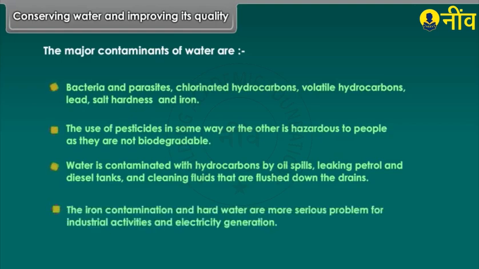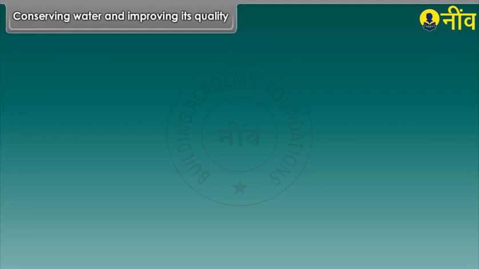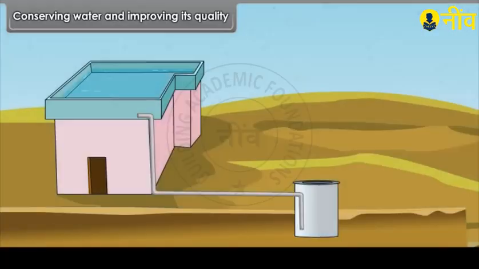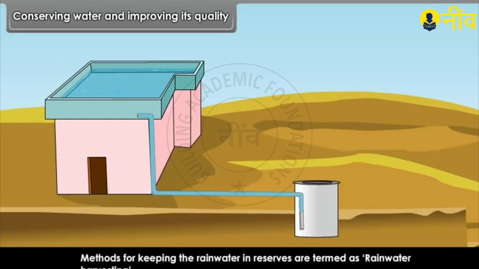Iron contamination and hard water are more serious problems for industrial activities and electricity generation. Besides these problems, there are certain methods to conserve water. Now, we can list out some methods to conserve water. Rainwater harvesting. Methods for keeping the rainwater in reserves are termed as rainwater harvesting.